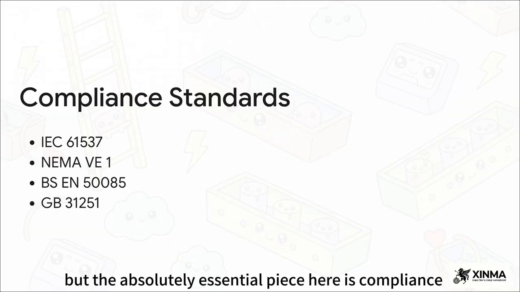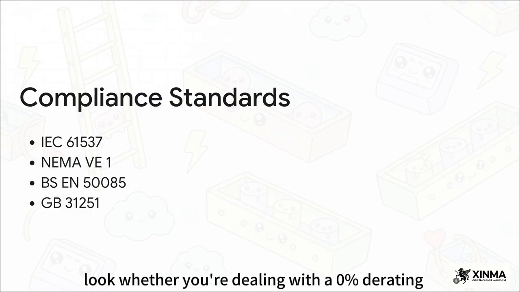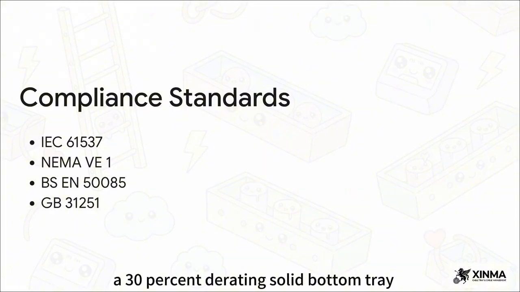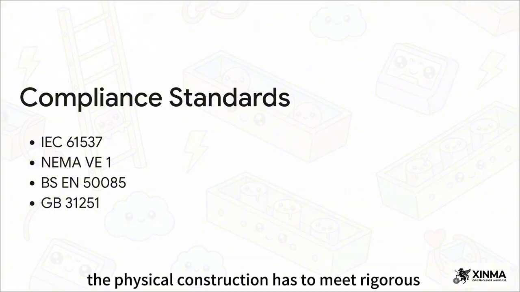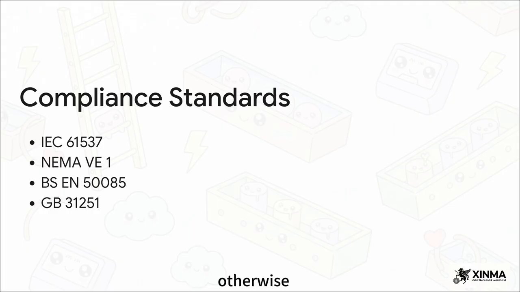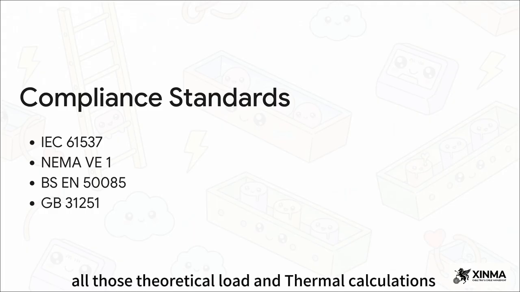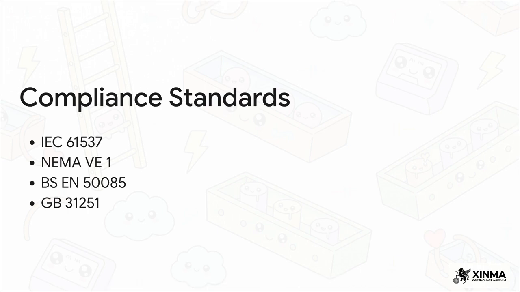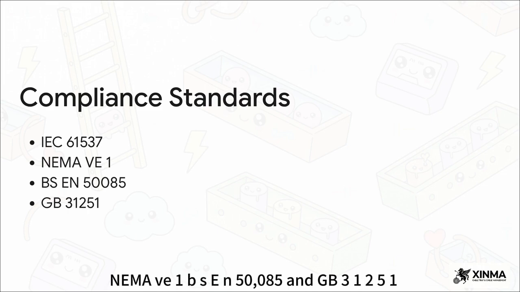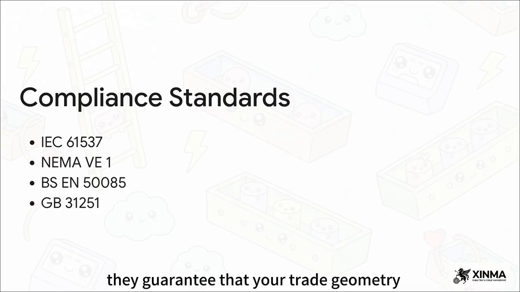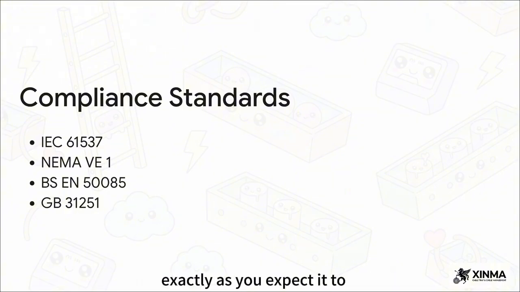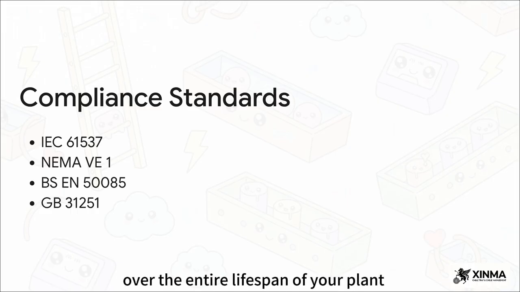But the absolutely essential piece here is compliance. Look, whether you're dealing with a 0% derating open ladder or a 30% derating solid bottom tray, the physical construction has to meet rigorous international standards. Otherwise, all those theoretical load and thermal calculations are basically useless. Products that are engineered to IEC 61537, NEMA VE1, BS EN 50085, and GB 31251 guarantee that your tray geometry isn't just going to support the physical weight, but will reliably perform electrically exactly as you expect it to over the entire lifespan of your plant.